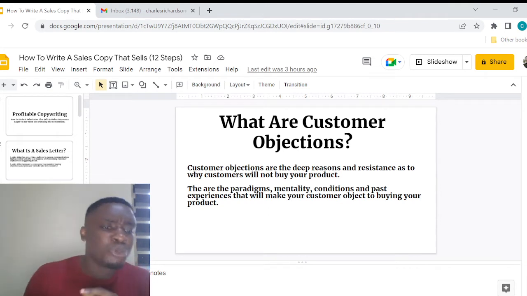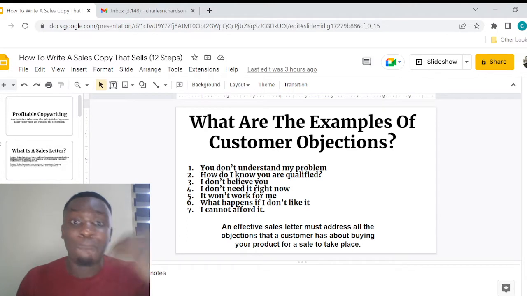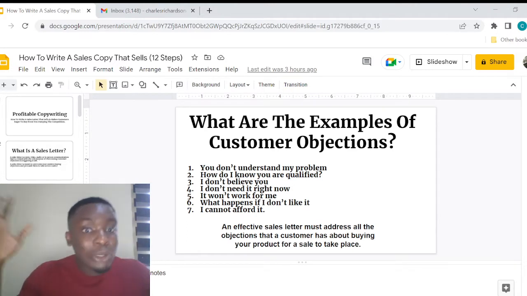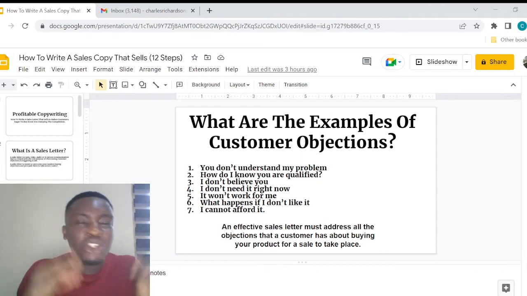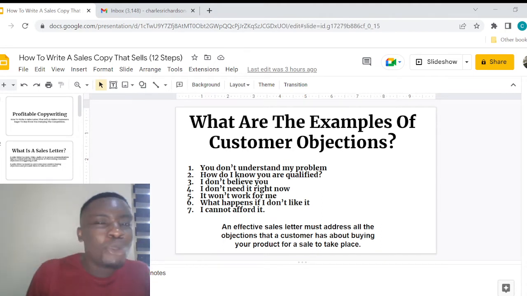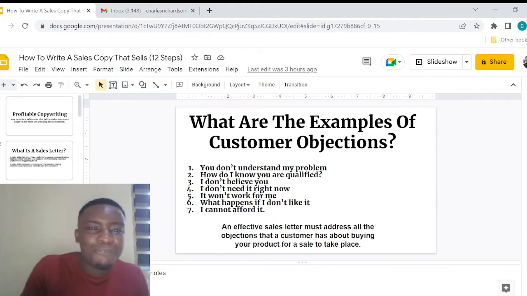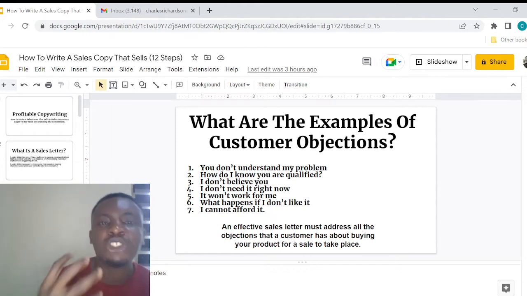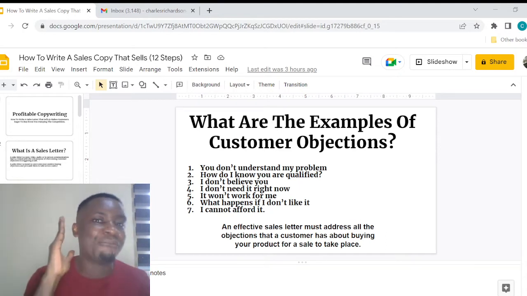Now let's move on. What are examples of customer objections? What are the types of objections that customers will have? Number one, they say you don't understand my problem. Maybe they feel like, you don't know how I feel. You are just writing your sales letter. You don't know how this problem is actually biting me. You don't know how this problem is making my life miserable. That is why I am not going to buy from you.